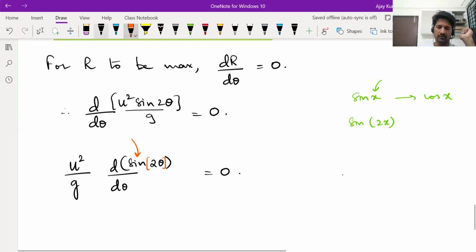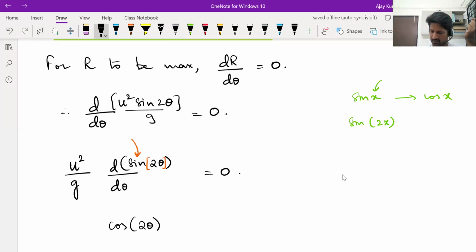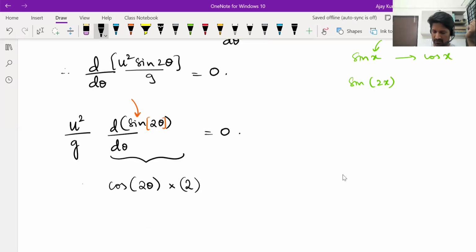Now derivative of sin x is cos x. So this thing's derivative becomes cos of 2 theta, and you multiply with the derivative of the inner function. Derivative of 2 theta is simply 2. So this is what the derivative of sine 2 theta will be. And u square by g is there outside. This should be equal to 0. Now speed of projection is not 0. g is not 0. The number 2 is not 0 anywhere. That means cos 2 theta should become 0.